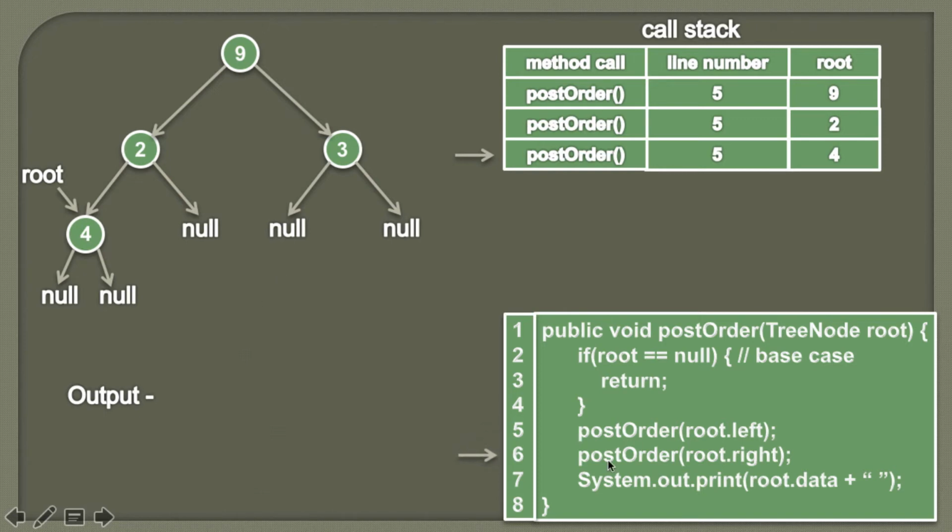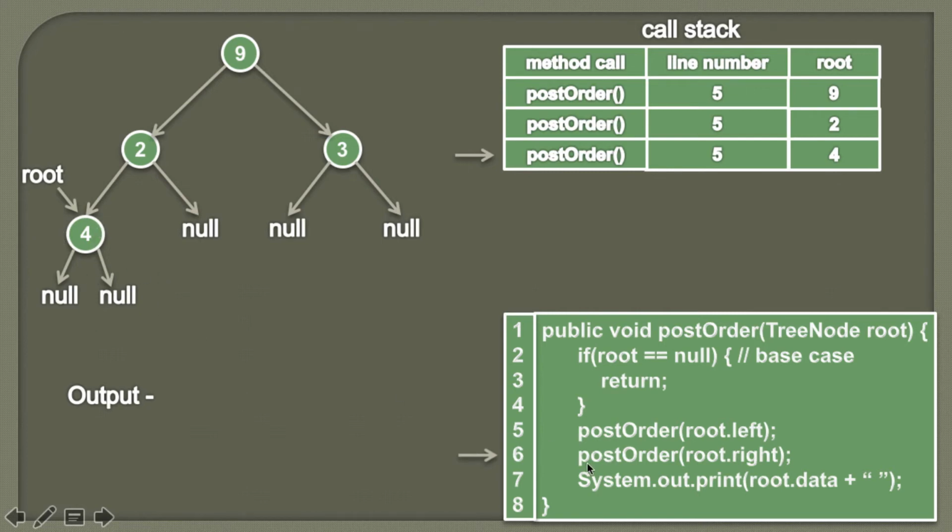So friends, at the line number 6 we are again calling the post order method, but this time we are passing it a value as root.right. Which actually makes sense because in order to traverse this node 4, we have to first visit its left subtree completely, then we have to visit its right subtree completely, and then we can visit the node. So therefore on the line number 5, we have completely visited the left subtree for the node 4. So now is the time to visit its right subtree.